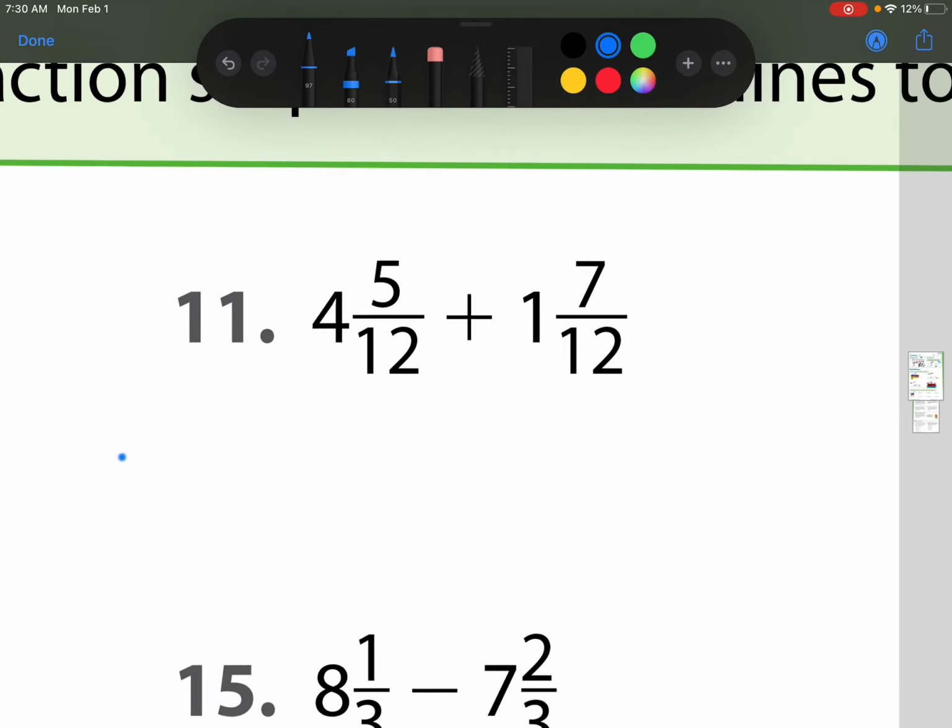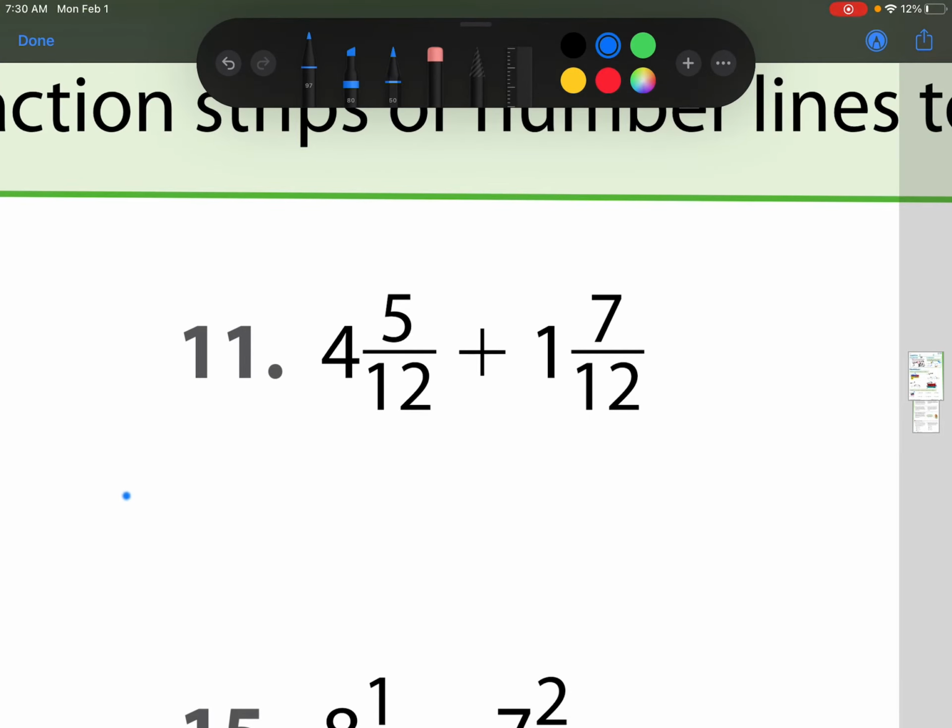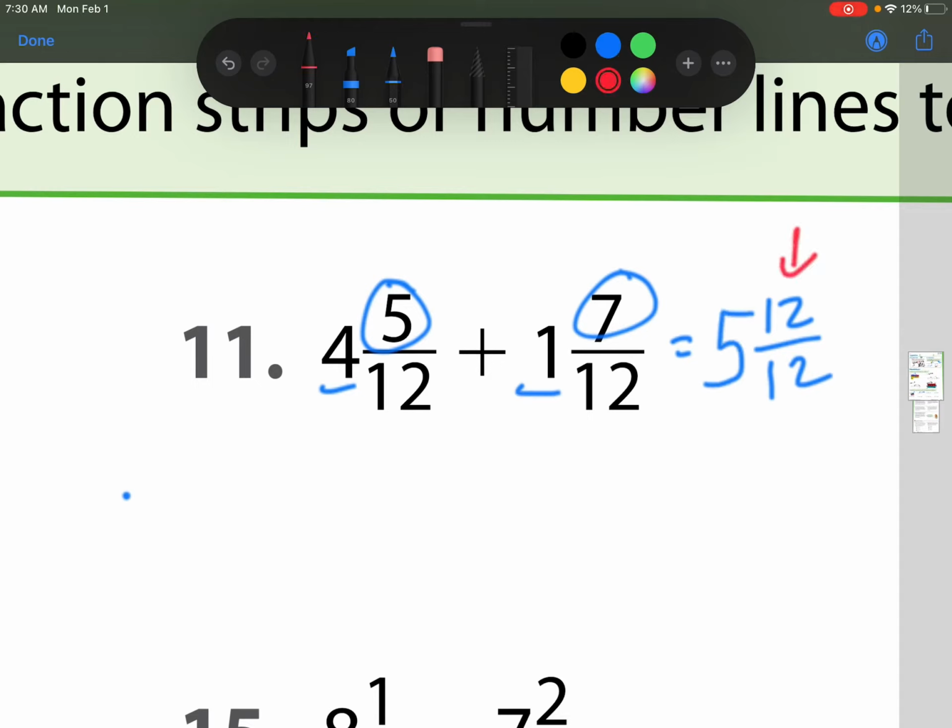Heading off to number 11, what do we see? Well, here, we're going to try it without our models. So remember, we add our numerators. So we get 12/12. We add the whole numbers. And what do we notice? Well, we notice 12/12 is equal to what? It's equal to 1 whole. So we have 5 wholes, and we're regrouping 1 whole. So that's 5 plus 1. So our answer is 6.